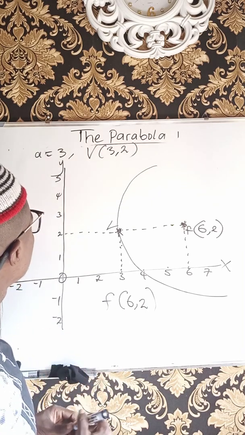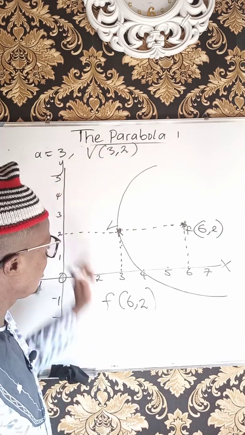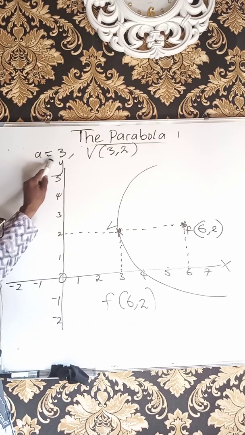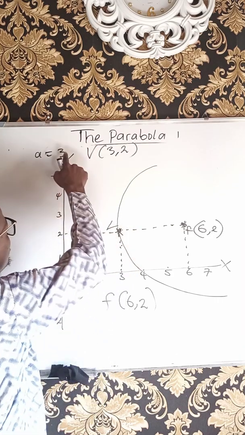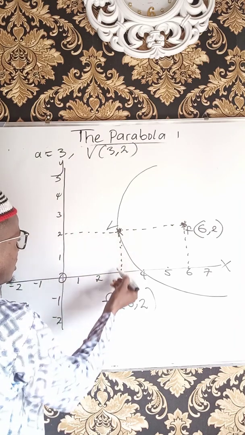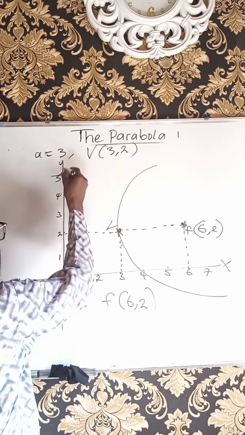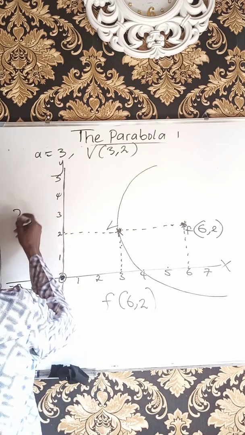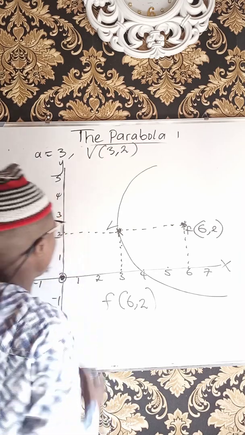Now, having found the focus, we need to find the vertex also. Okay, we find the vertex as 3, 2, the focus as 6, 2. Then the next thing is the directrix. This is 3 length, a is 3 also. So from the focus, you count 3 backwards since your a is 3 to get your directrix. Okay, so you count 1, 2, and 3. So this is our directrix, this line here. And at this line, the value of x at this particular point is also 0.